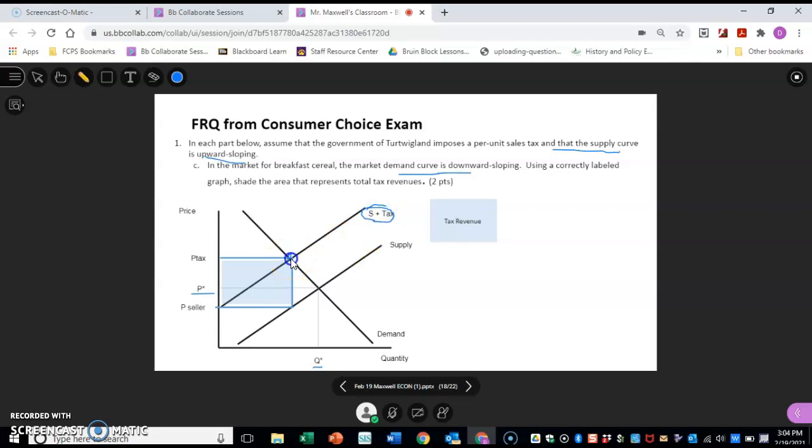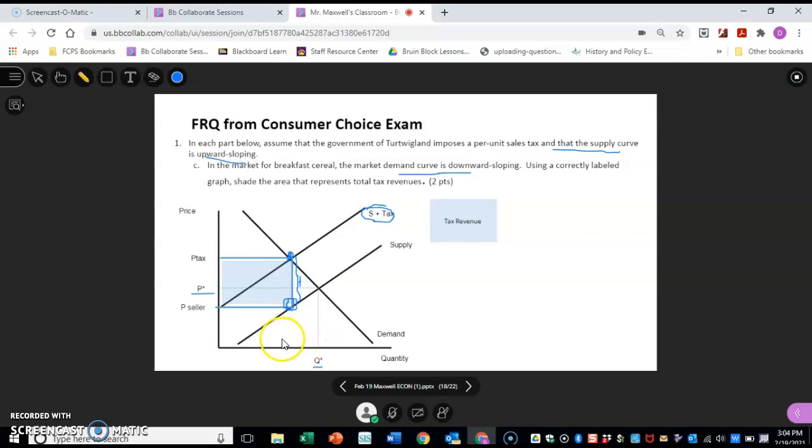and I've been trying to harp on you, or push you all, to make sure you write P tax, or maybe this is P buyers, whatever you want to call it. And then the difference here is that sellers get this price, and the amount from here to here is the tax itself. That's how much the tax is.